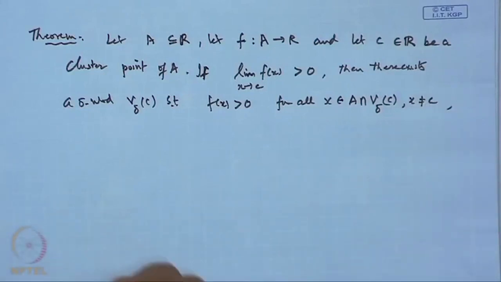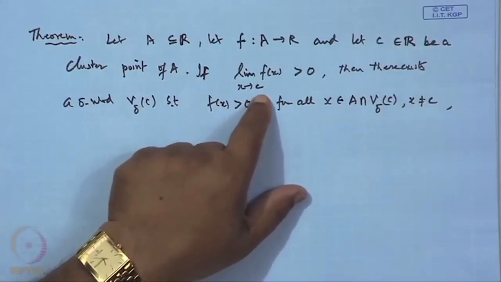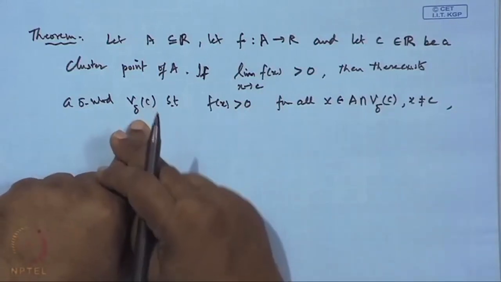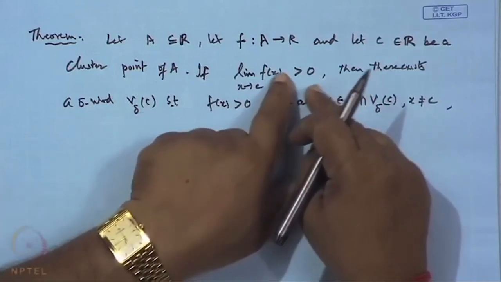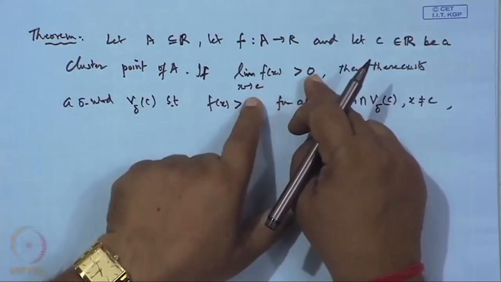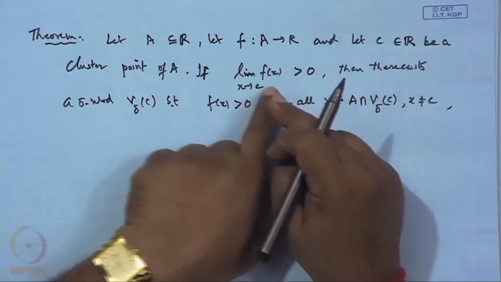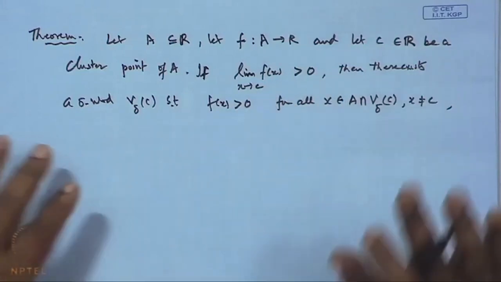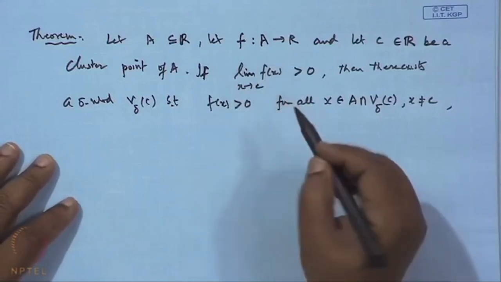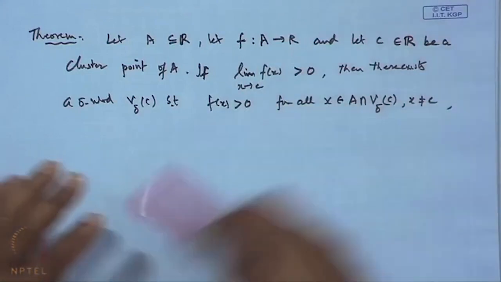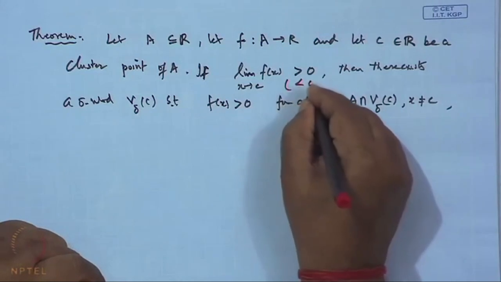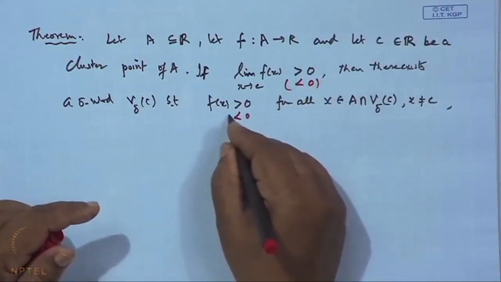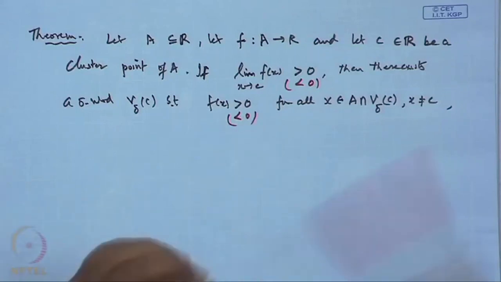So, what it says is, if f(x) has a positive limit when x approaches c, then there will be a neighborhood of c where the function is also positive. Similarly, if the limit of the function is negative, then correspondingly there exists a neighborhood such that f will remain less than 0 there.